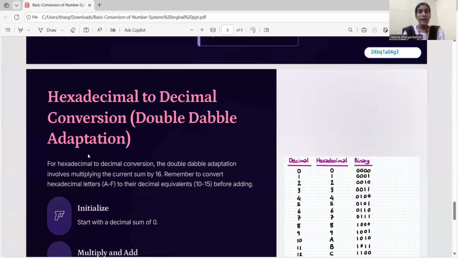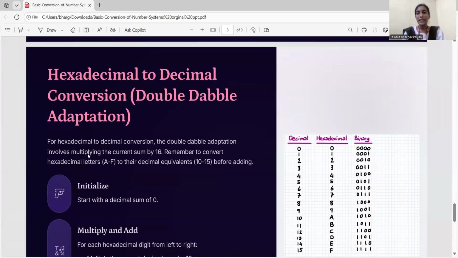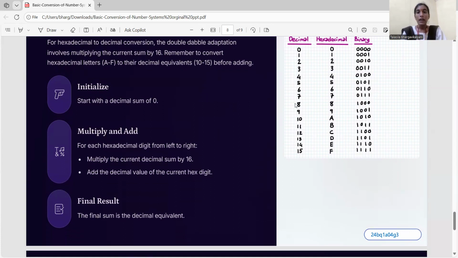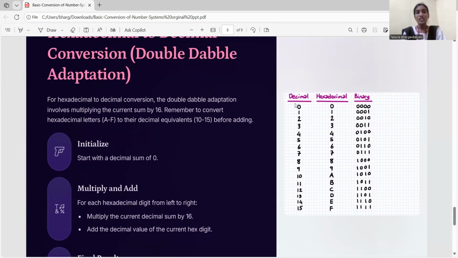Second, we will see about hexadecimal to decimal conversion. Here, like before, it depends on the position of the number. Suppose they have given 5B1, here B represents 11. So 5 into 16 square plus 11 into 16 power 1 plus 1 into 16 power 0, which is equal to 1457.